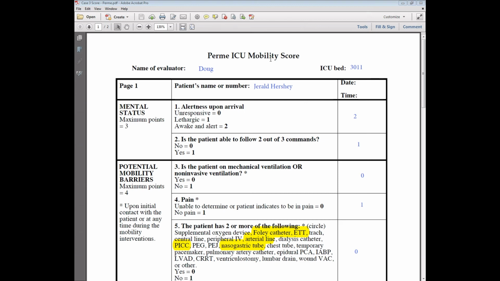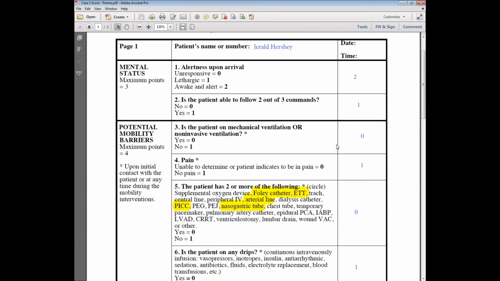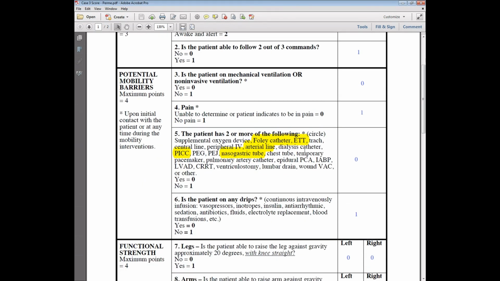Outcome measure would be the PERM ICU mobility scale. So we look at this and we can go through, and we won't go through category by category, but you can look and see, okay, gave him a 2 for awake. He could follow some commands. Was he mechanically ventilated? Yes. Did he have some tubes in? Yes. So we got a 0 there.